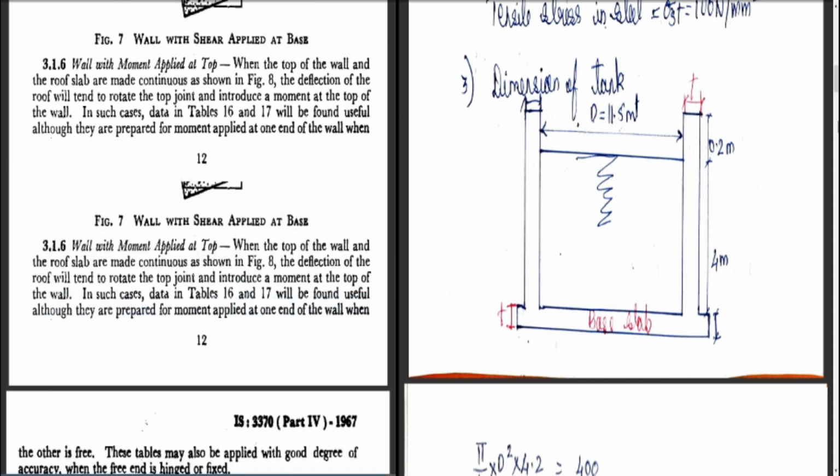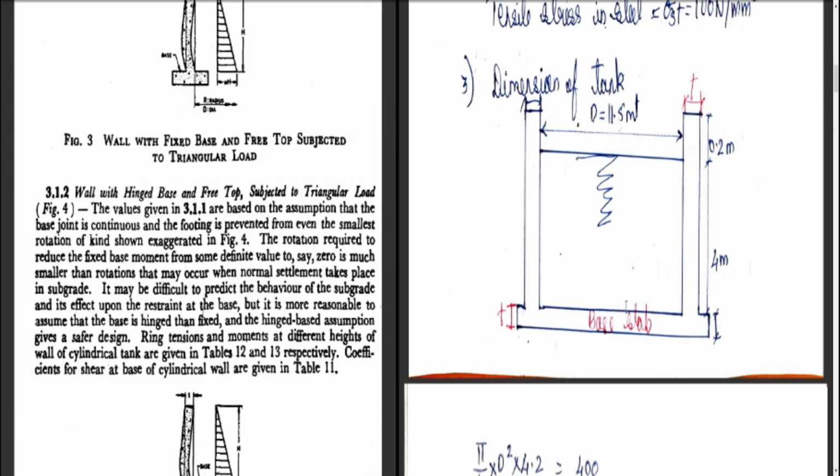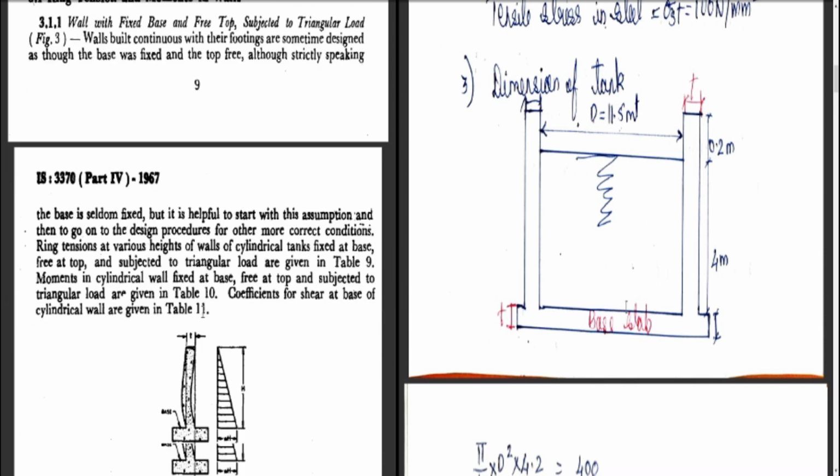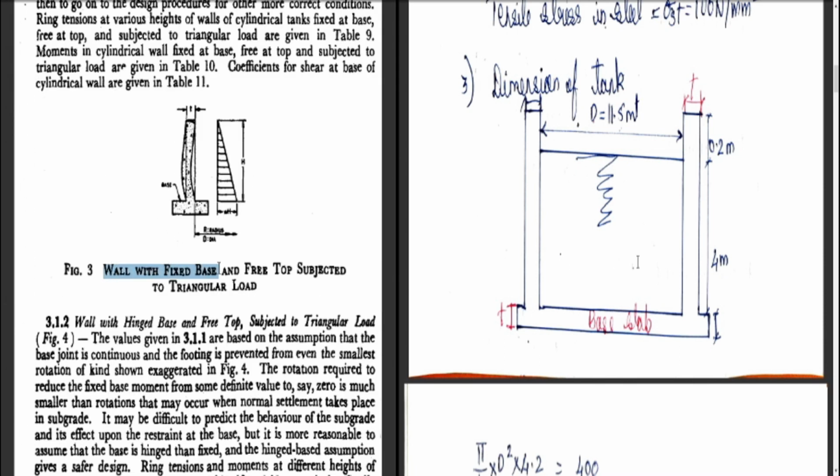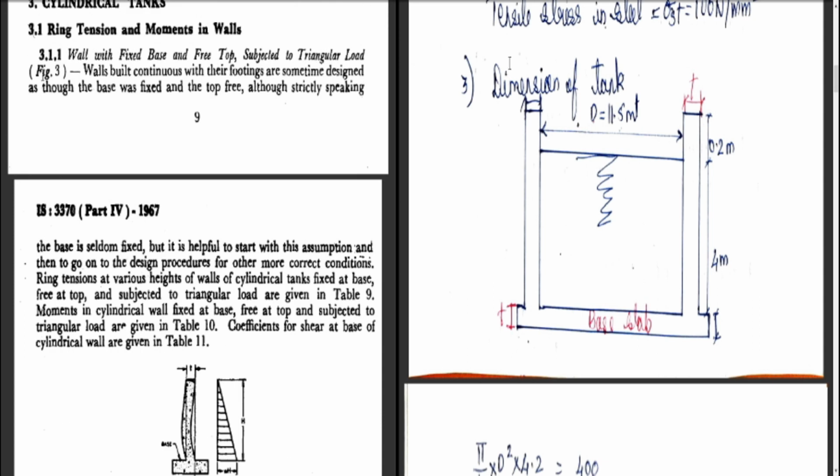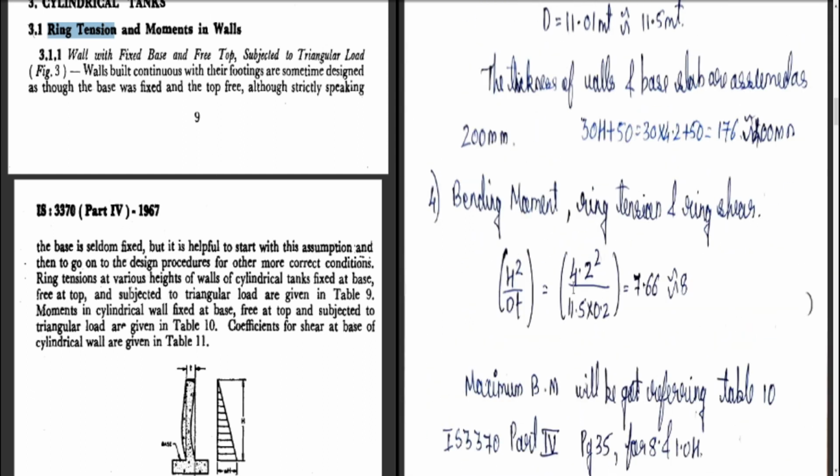So the condition for us to solve is a cylindrical tank with a fixed base, that means walls with fixed base. Nothing is there on the top, so free top and subjected to triangular load due to the water. This is the condition which we have to solve, that is 3.1.1. According to 3.1.1, what we have to calculate is ring tension and movement, that is bending moment, ring tension and shear, according to the tables and the clause which we have been given.